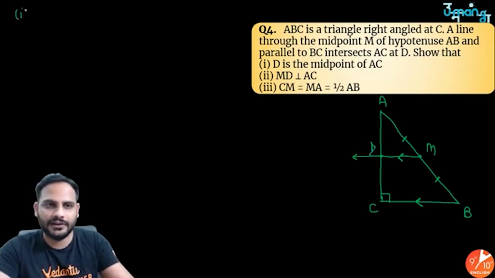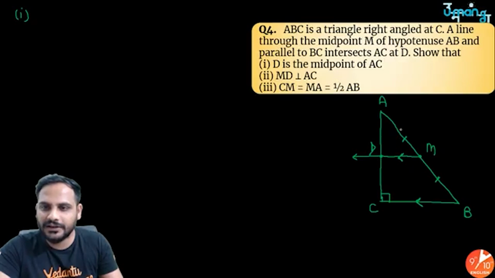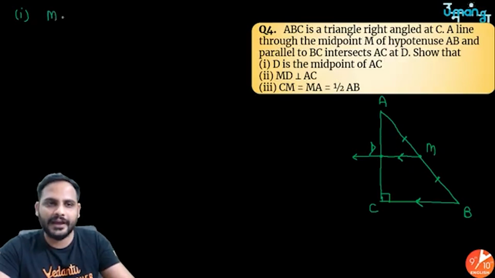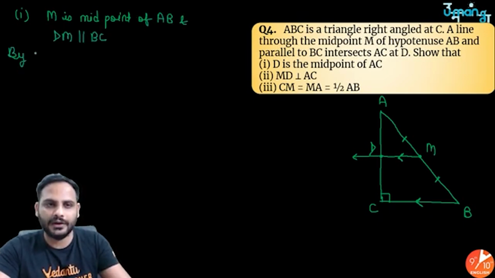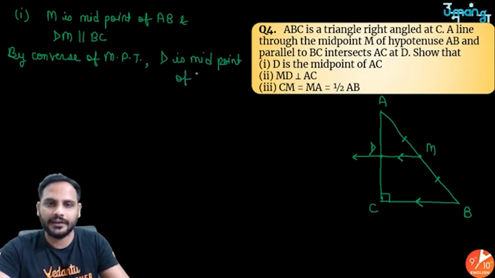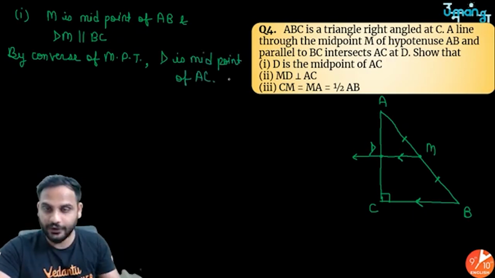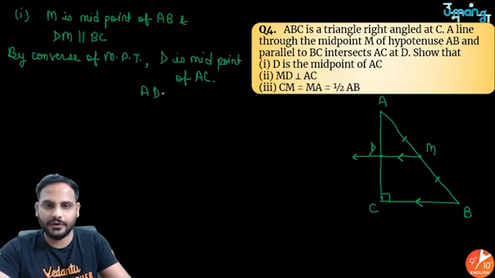So beta, first one is very easy. This is nothing but the converse of the midpoint theorem. We know M is the midpoint of AB, and it is also given that DM is parallel to BC. So by the converse of the midpoint theorem, we can clearly say D is the midpoint of AC, or I can say AD is equal to CD.